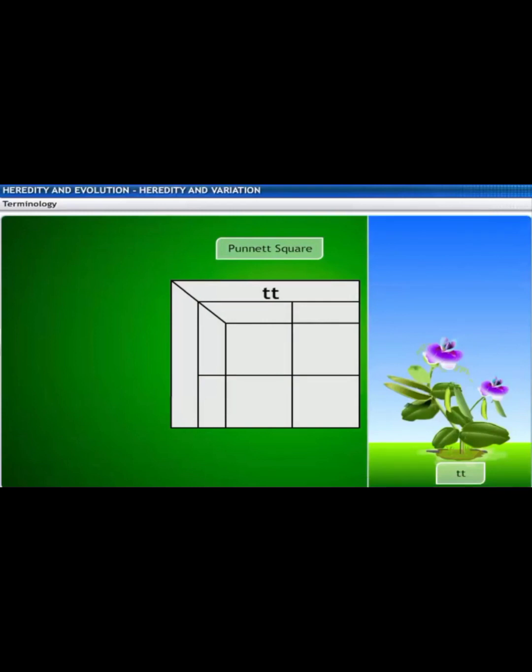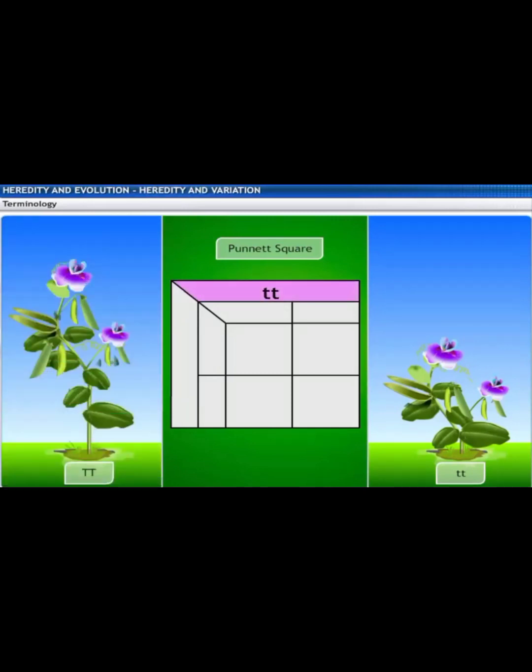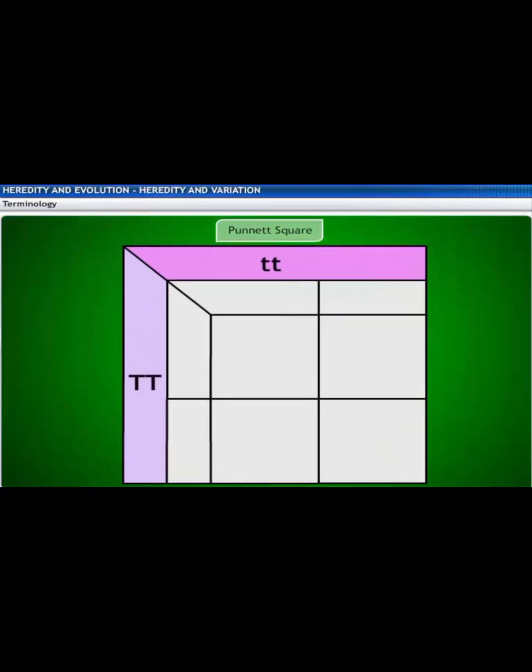Place the genetic combinations of the parents, like parent tt, along the right of a grid, and the other parent TT along the left of the grid, and the alleles of the gamete T and t below the parents. Combine the parent alleles and place the offspring's possible genetic combinations in the boxes below.